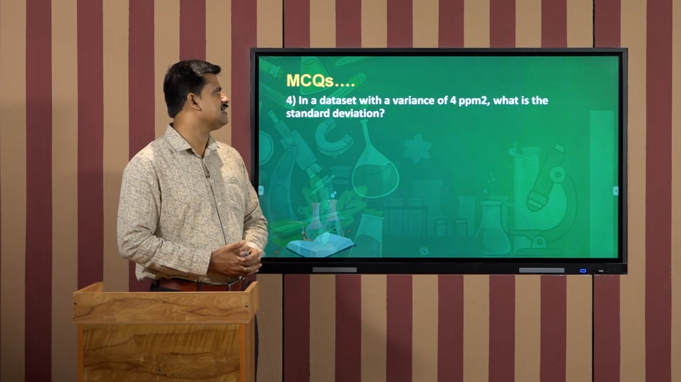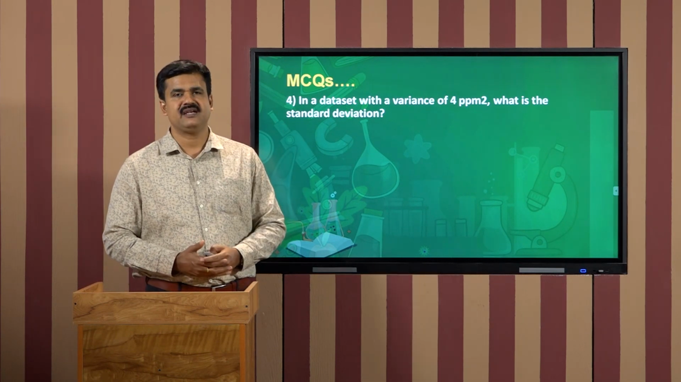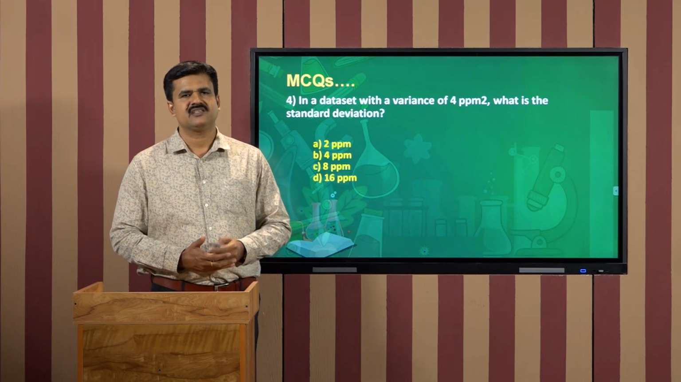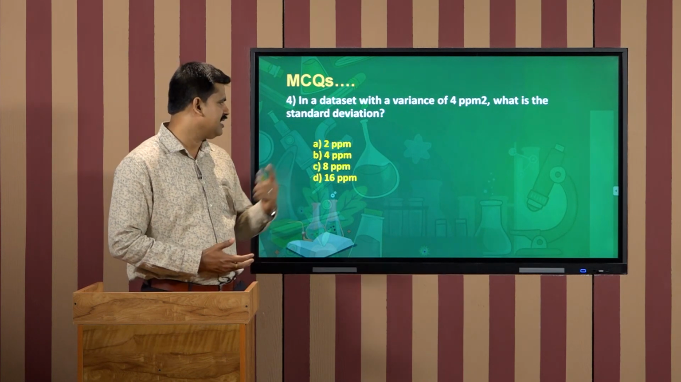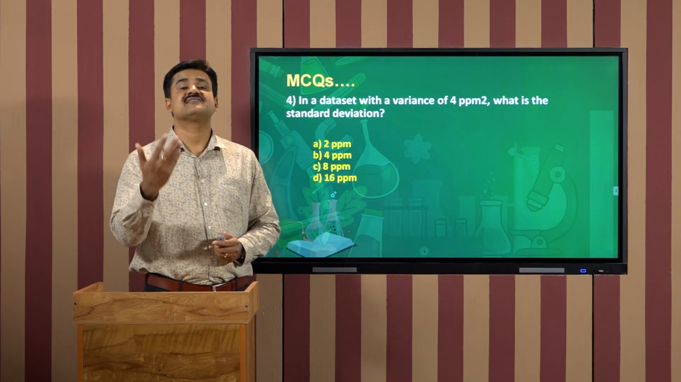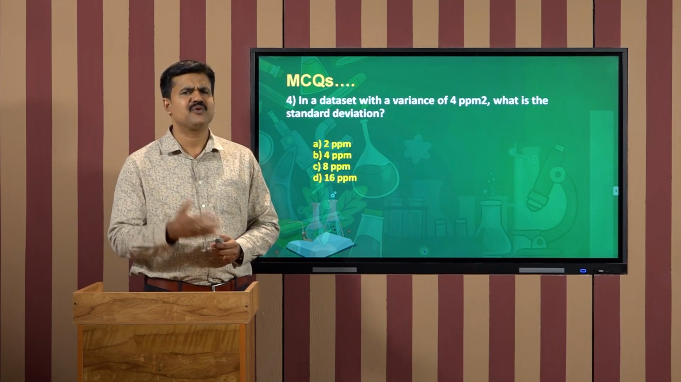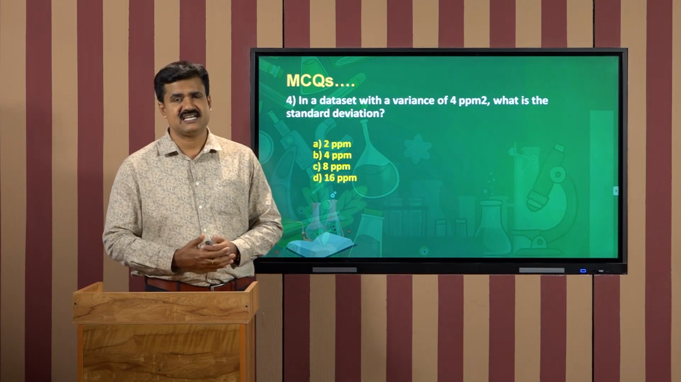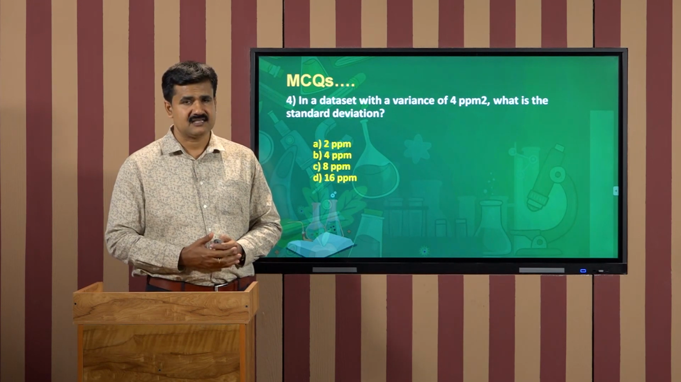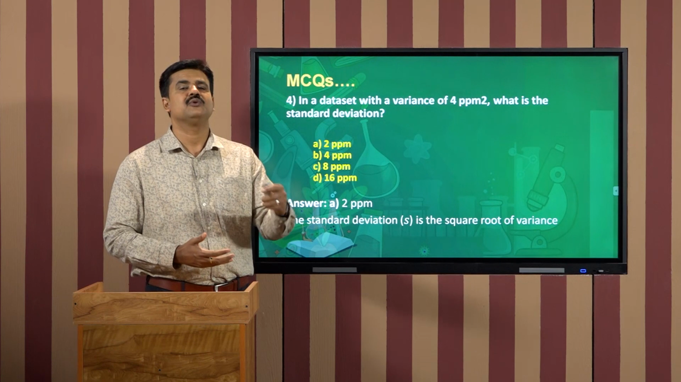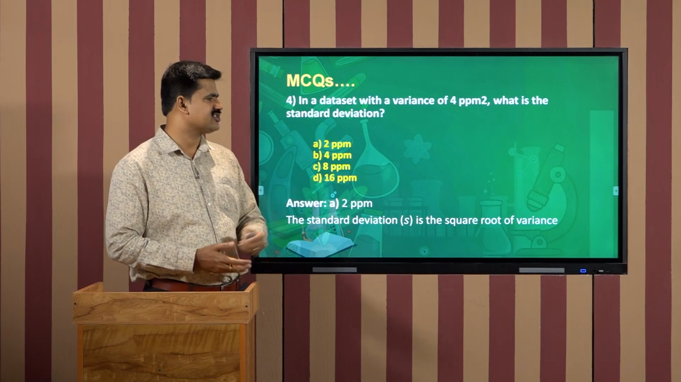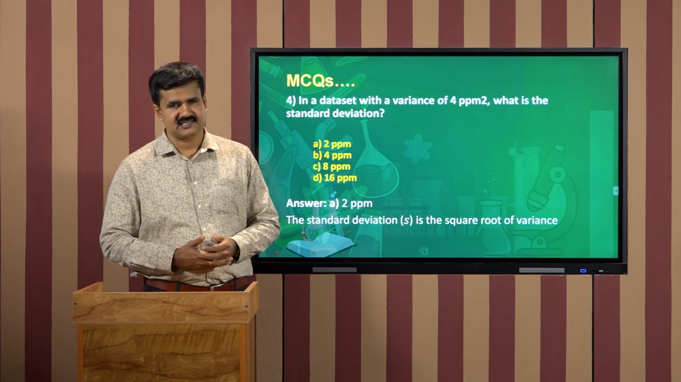In a data set with a variance of 4 parts per million squared, what is the standard deviation? These are the options: 2 ppm, 4 ppm, 8 ppm and 16 ppm. The variance is given and we need the standard deviation, which is a direct problem. You know variance is the square of the standard deviation. So, variance is equal to 4. So, you have to take the square root of the variance. Square root of 4 is equal to 2. So, your answer is option A, 2 ppm. It is very clear that the standard deviation is the square root of variance.